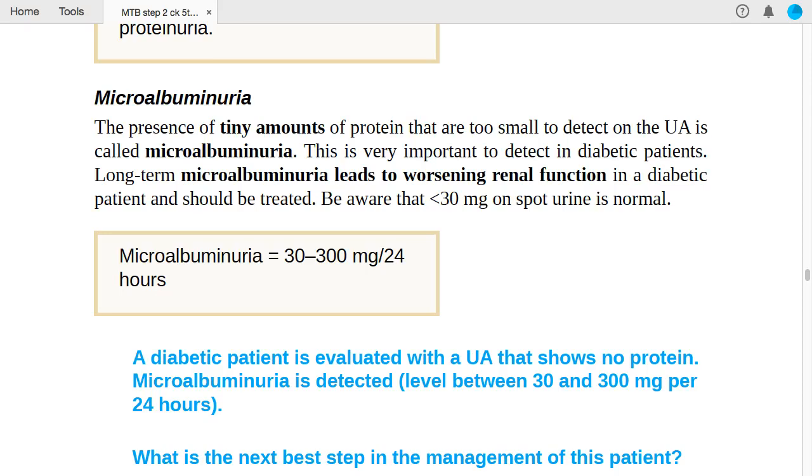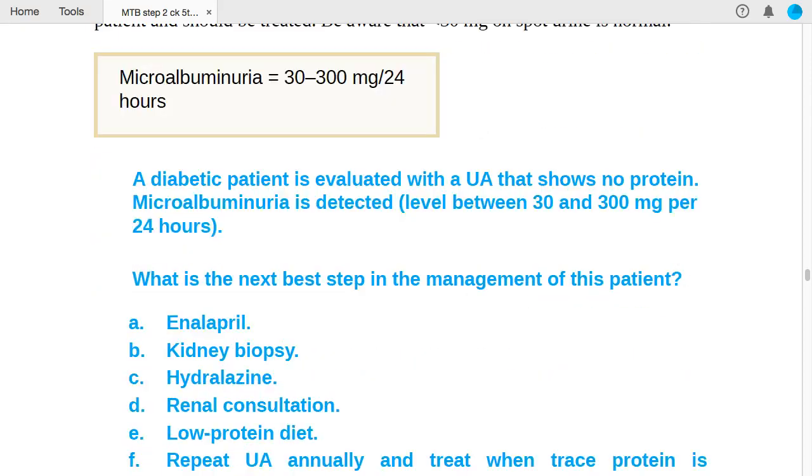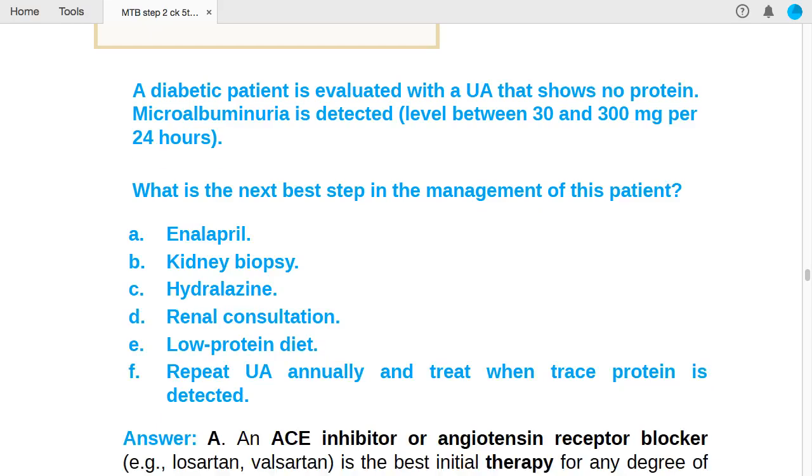A diabetic patient is evaluated with a urinalysis that shows no protein. Microalbuminuria is detected, at a level between 30 and 300 milligrams per 24 hours. What is the next best step in the management of this patient? You need to evaluate each and every point of this question. It's a diabetic patient with a urinalysis that shows no protein. On urinalysis there is no protein, but microalbuminuria is detected, with levels between 30 to 300 milligrams. That's why they are saying this is microalbuminuria.